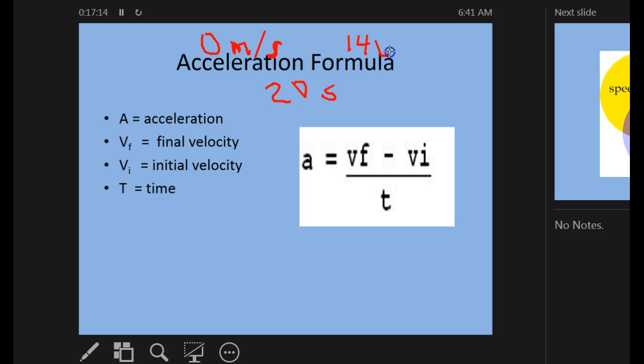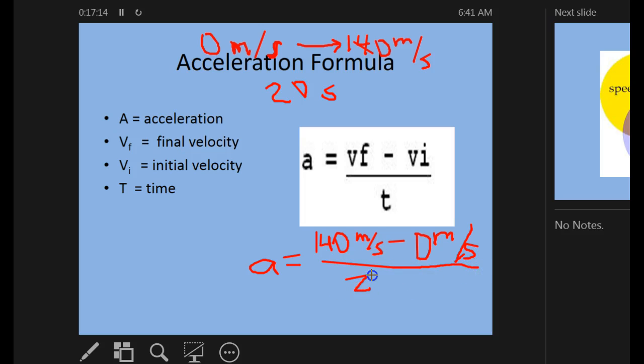140 meters per second, just for example. So you start out at 0, your car stopped, and then you speed up to 140 meters per second in 20 seconds. So let's see how this acceleration formula works. So acceleration equals your final velocity, 140 meters per second, minus your starting velocity, 0 meters per second, divided by your time. Took you 20 seconds to do that. So 140 minus 0, that's 140, divided by 20 is 7.